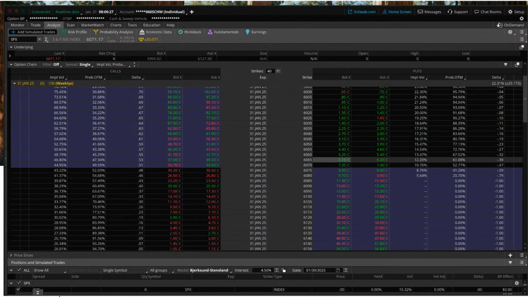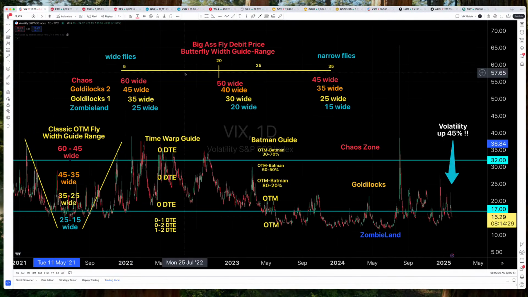And we need to go to TradingView. And we can see that volatility is pretty much where it was yesterday, at about 15. So we're looking at 15 to 25 wide. I can tell you already that I'm going to lean towards the higher side of the width, based on what I've told you in the volatility scheme of things. But we're going to go through everything anyways.